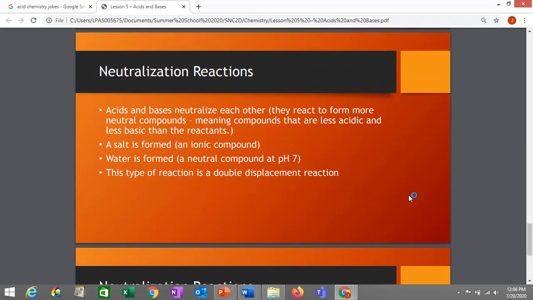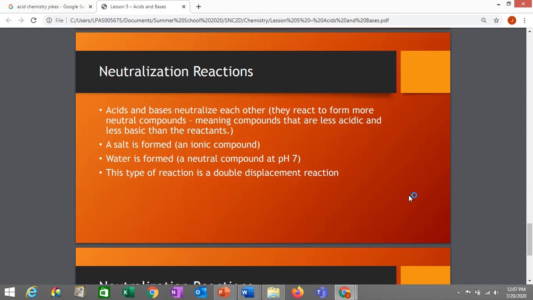All right, so the last thing to cover here is neutralization reactions. When an acid and a base come into contact with each other and react with each other, they form more neutral compounds, meaning they form compounds that aren't as acidic as the acid and are not as basic as the reactant, as the base. So if you imagine that the acid that you poured in was pH 1 and the base was pH 14, then your products are going to be at some pH between those two. So they're not going to be as acidic as pH 1. They're not going to be as basic as pH 14.